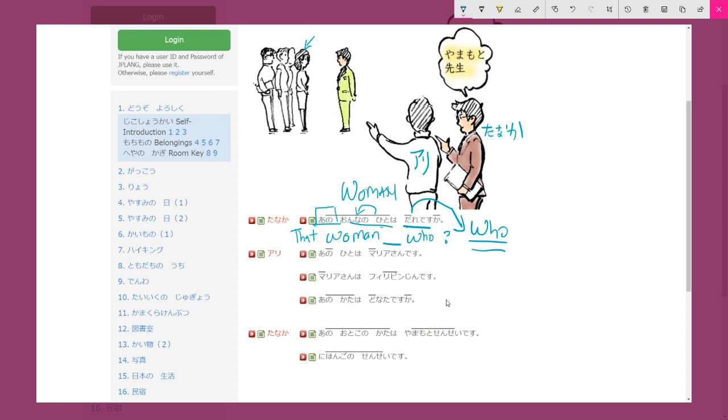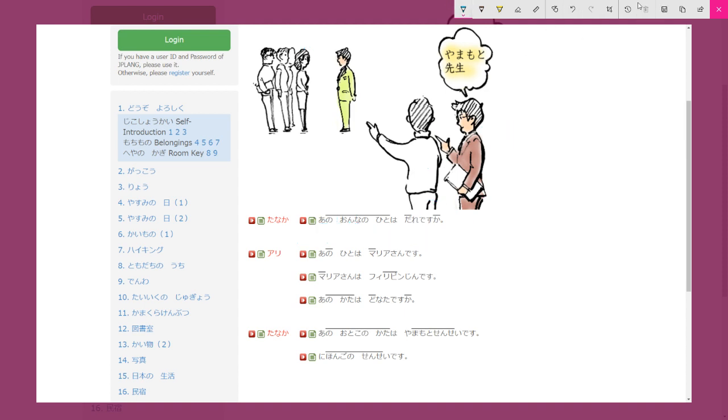Right? So then we rearrange the sentence to get something like this. Who is that woman? Right? Who is that woman is basically how the question goes. Okay? And then he goes, ano hito wa Maria-san desu. So now Ali says, hey, that person over there, ano hito wa Maria-san desu.